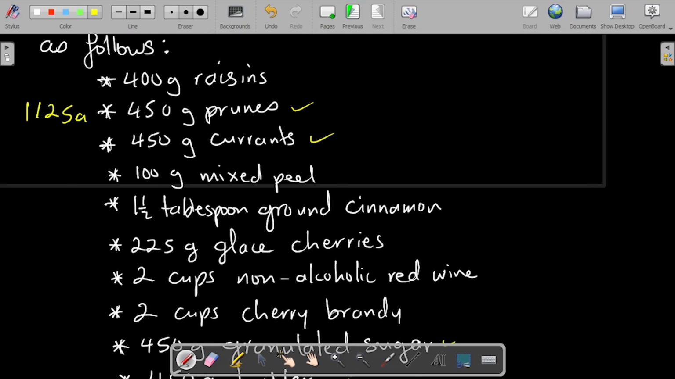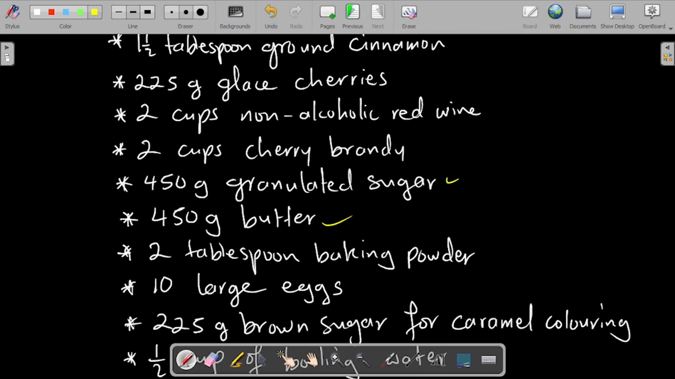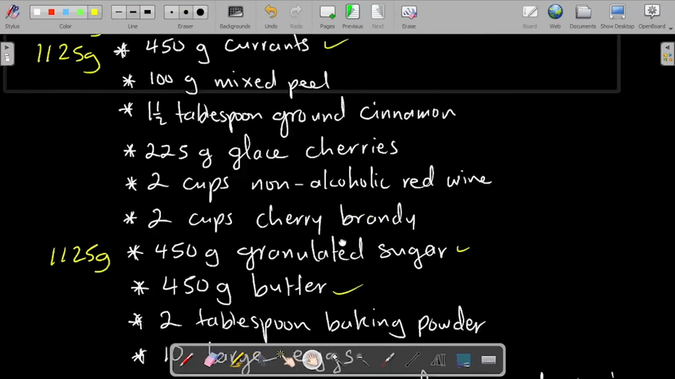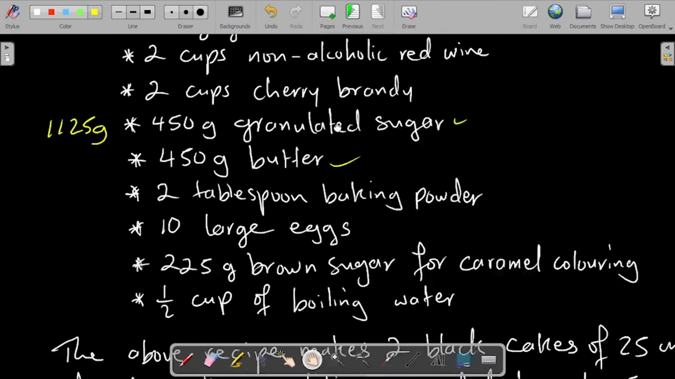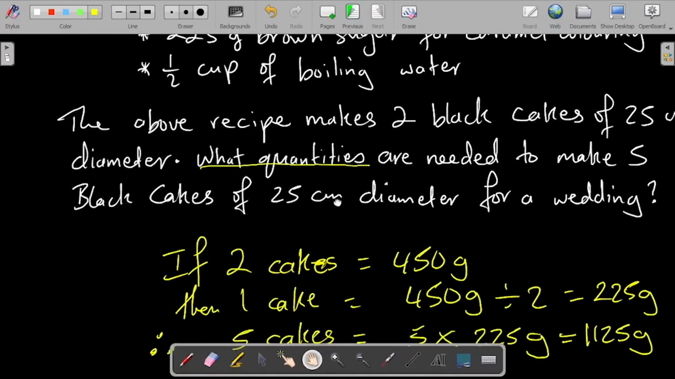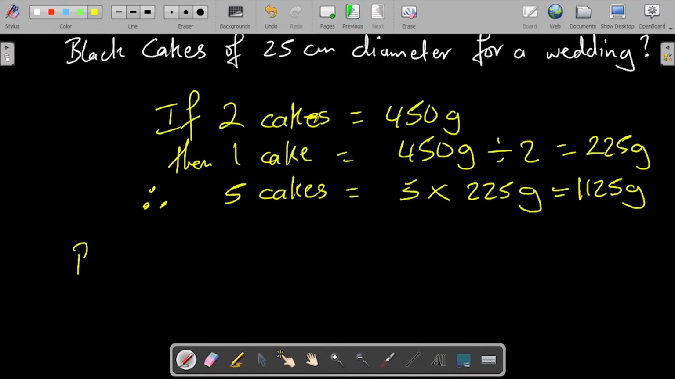1125 grams for the prunes, the currants. You would also need that for the granulated sugar, 1125 grams. Let's look at the raisins, 400 grams. Do we have 400 anywhere else? No. So let's look at the raisins.